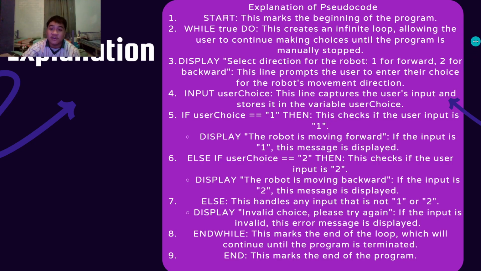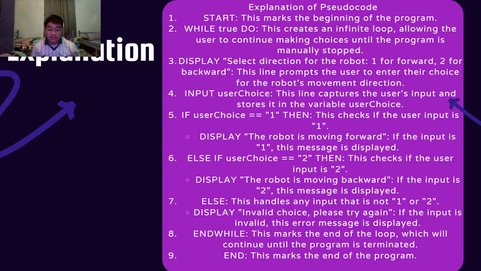Then this is the explanation for the pseudocode. The first one, we usually begin with start, and then while true do. This will create an infinite loop, allowing the user to continue making choices until the user manually stops the program. The third one is the display: select direction for the robot, one for forward or two for backward.